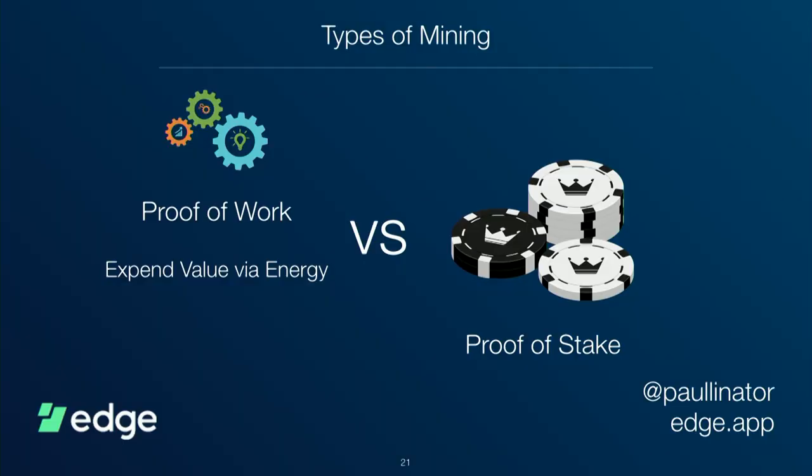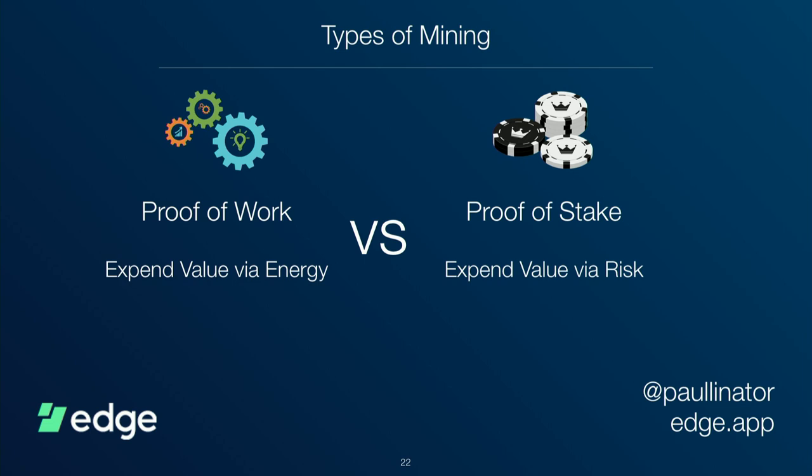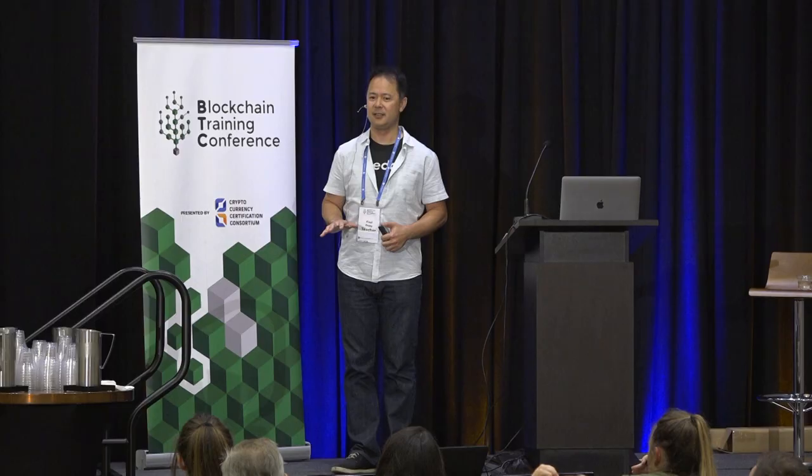But what's proof of stake? Proof of stake is still expending value, but instead of expending it live, on the fly, burning energy, you're expending it via risk. You're saying, I'm going to take some of this cryptocurrency and I'm going to put it on the table. It's an ante, like you're in Vegas. I'm going to put it on the table and I'm going to say, I am going to confirm correct transactions. And if I don't, then my money goes away.